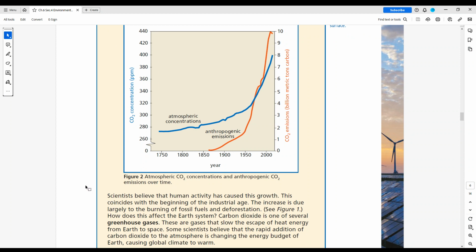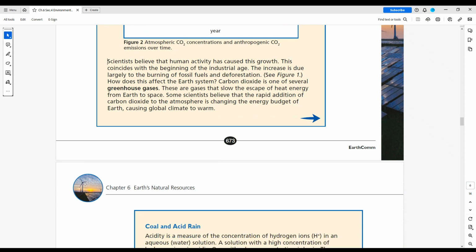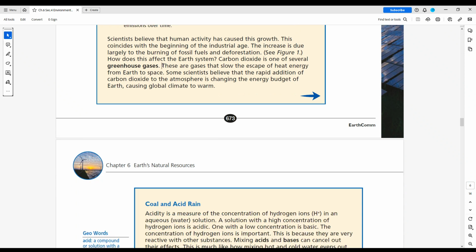Scientists believe that human activity has caused this growth. This coincides with the beginning of the Industrial Age. This increase is due largely to the burning of fossil fuels and deforestation. How does this affect the Earth system? Carbon dioxide is one of several greenhouse gases. These are gases that slow the escape of heat energy from Earth to space. Some scientists believe that the rapid addition of carbon dioxide to the atmosphere is changing the energy budget of Earth, causing global climate to warm.